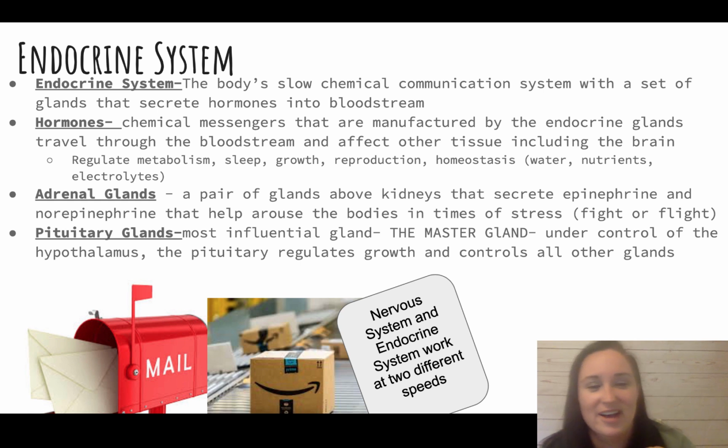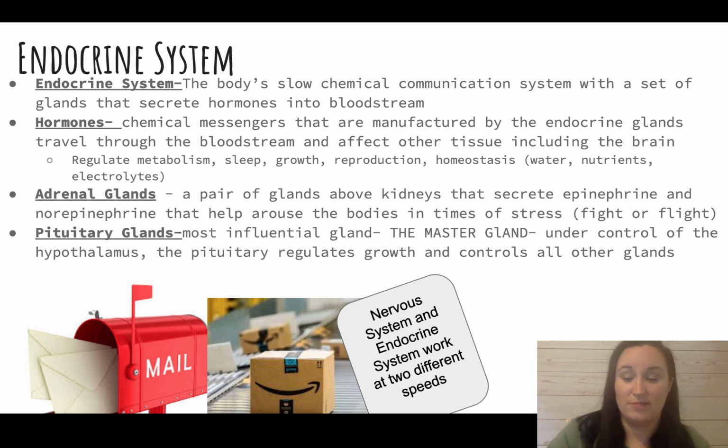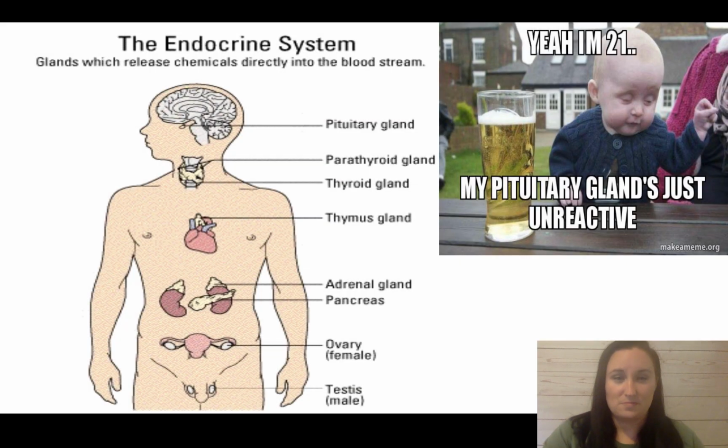So the pituitary gland tells all the other glands what to do. However, the pituitary gland does have a boss. The boss of the pituitary gland is the hypothalamus, which is a part of the brain. And we will be talking about the hypothalamus in the next two modules when we talk about the different parts of the brain. So here's a picture of the endocrine system and all of the glands.